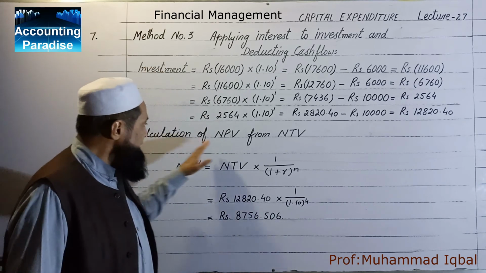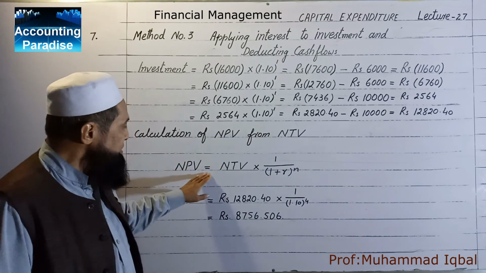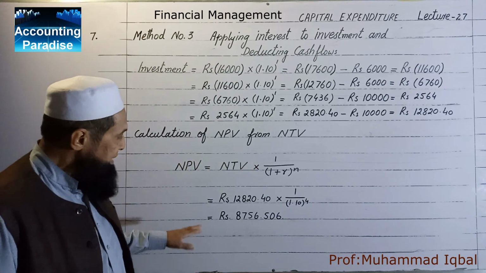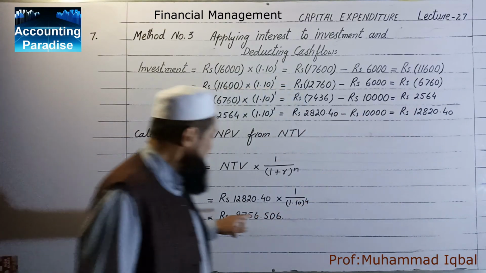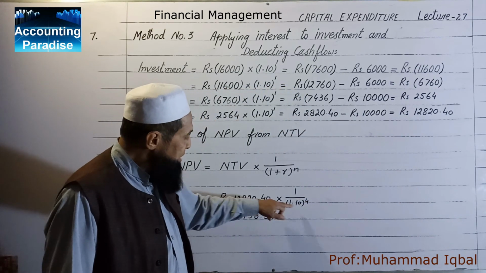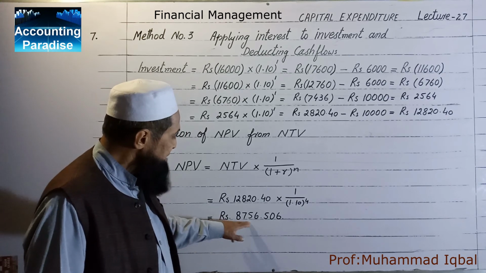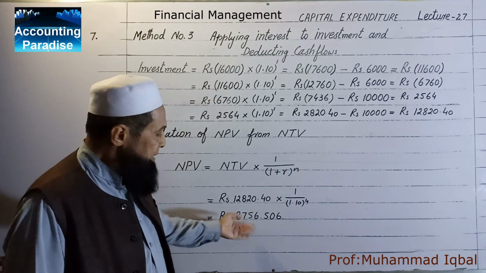Now calculating net present value from net terminal value. Net present value is equal to net terminal value into 1 over 1 plus r raised to the power n. Net terminal value, same, into 1 over 1.1 raised to the power 4, comes to 8,756 as was previously calculated.